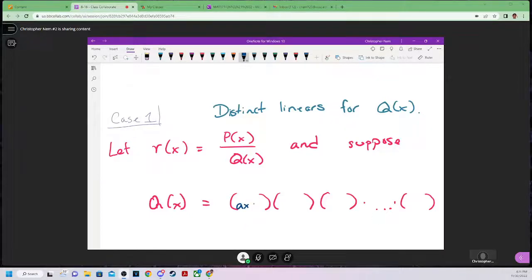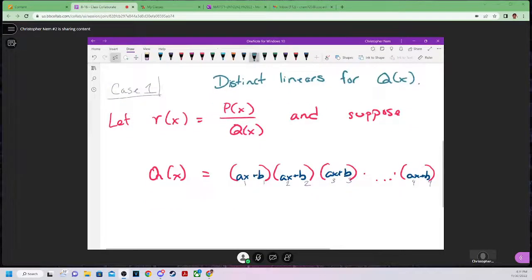So let's call them ax plus b, ax plus b, ax plus b, ax plus b. But the key thing is I don't want all of these to be the exact same. So I'm going to denote this as a1, b1, a2, b2, a3, b3, a4, b4. This lets me know that they're not the same. I'm just saying we have distinct linear factors. The word distinct just means different.